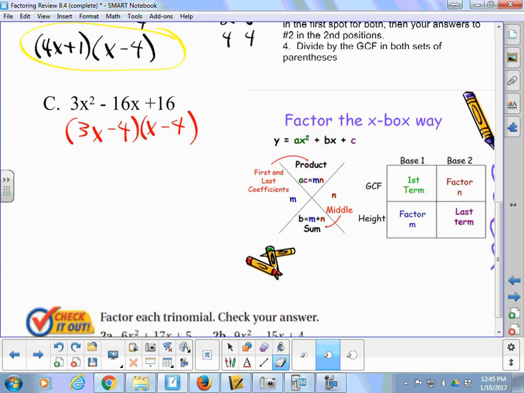Now, both of these are on Schoology, okay? It says factoring ax squared plus bx plus c. All right, it's a document there, so you have it accessible to you.